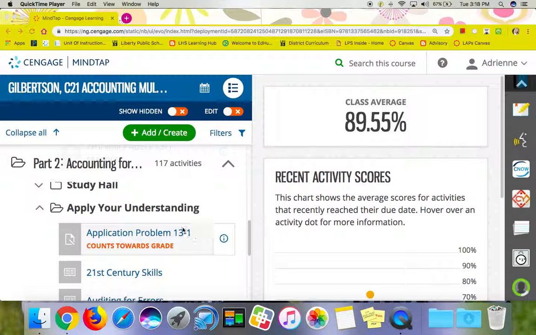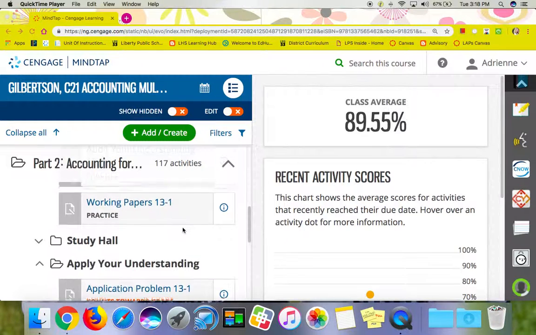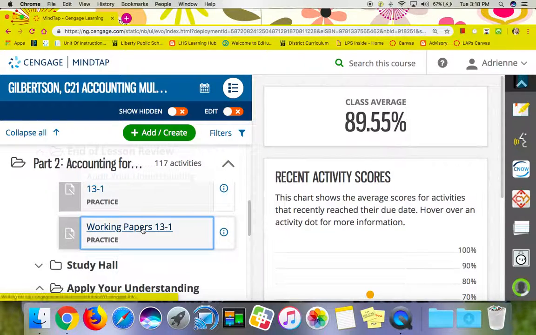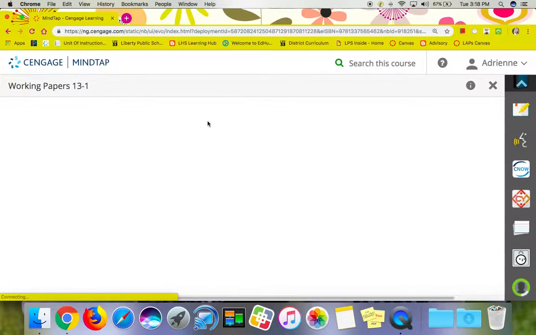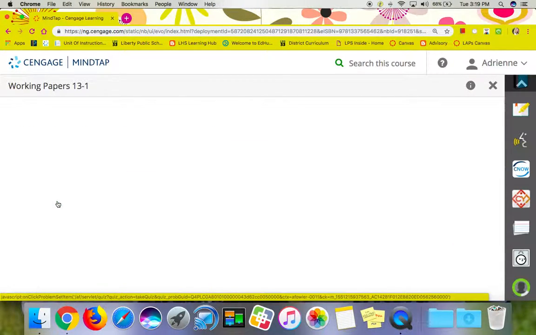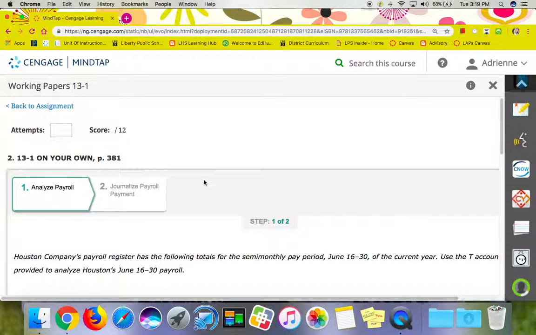I'm going to show you guys how to do 13.1 so that you have something you can work on. So if you'll go ahead and go into working papers. And let's do it on your own because I already did work together with my 6th-hour crew.